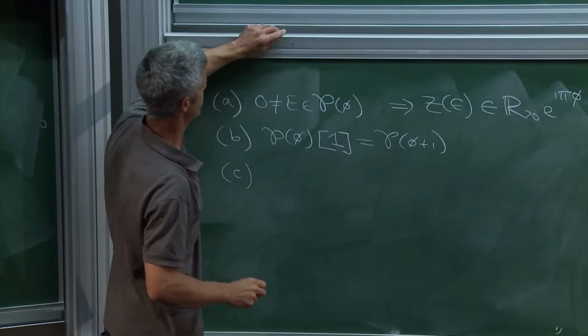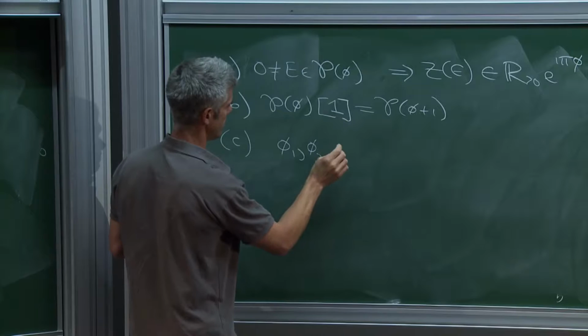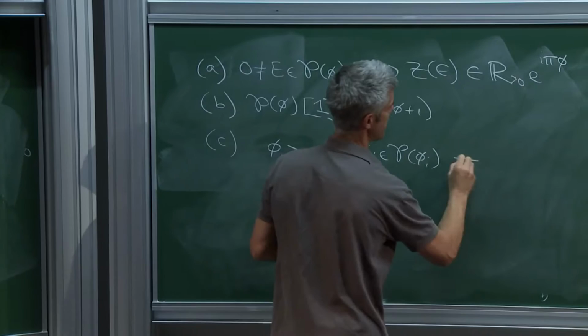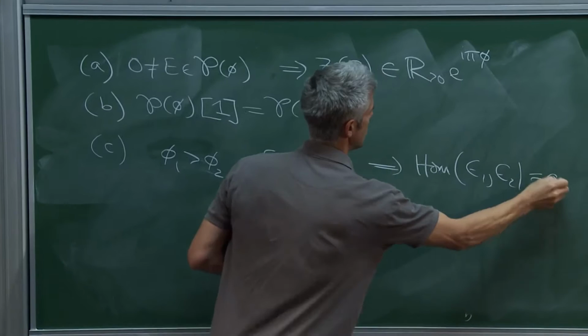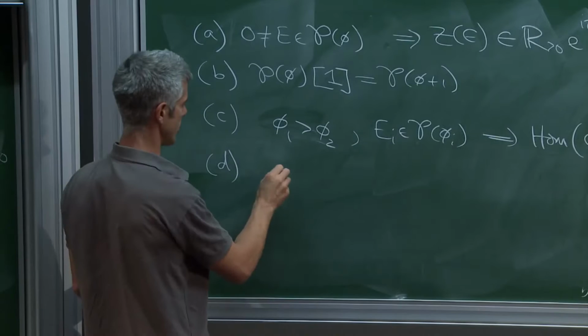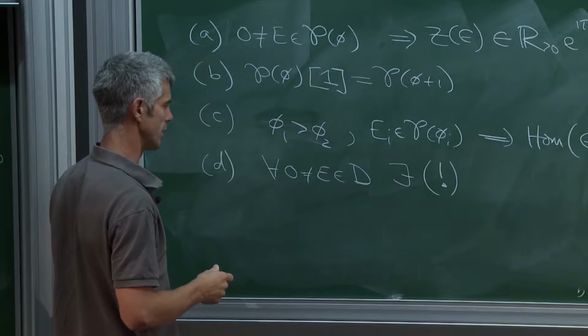The first one is that if I take two real numbers, phi 1 and phi 2, one of which is bigger than the other, and I take some objects which are semi-stable of these phases, then there are no maps from the one of bigger phase to the other. This is kind of familiar, hopefully, from stable vector bundles or something. And then the last one is existence of Harder-Narasimhan filtrations. For all non-zero objects, there is a canonical filtration. You don't need to assume it's unique, but it follows from the other axioms that it's unique.